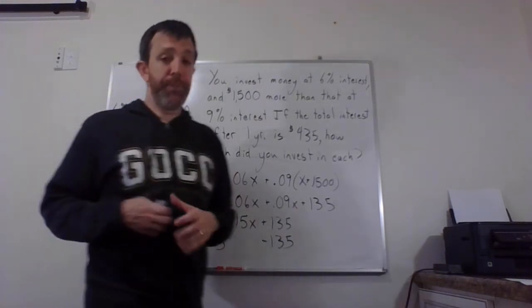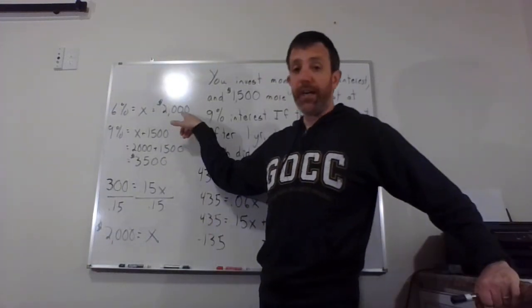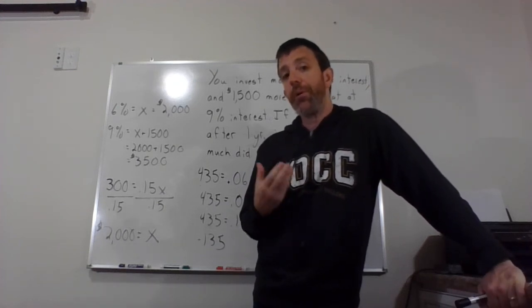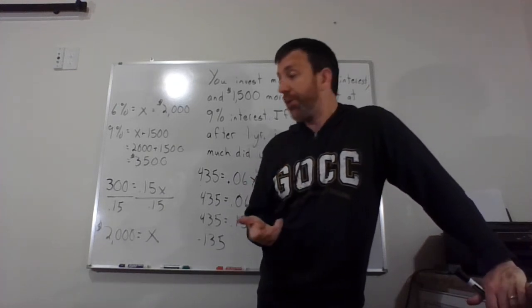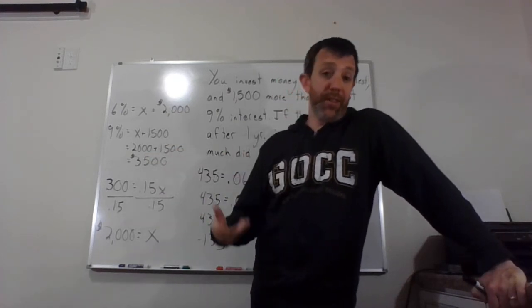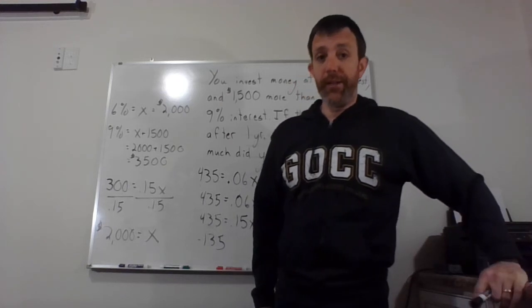Again, don't stop there, right? Once you have x is 2,000, that's great, but you have to finish the problem. We wanted to know how much was invested in both. So you just have to go back and add that $1,500 on to figure out that the 9% was $3,500.